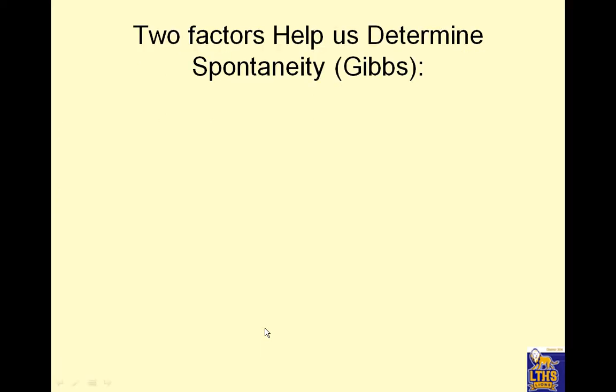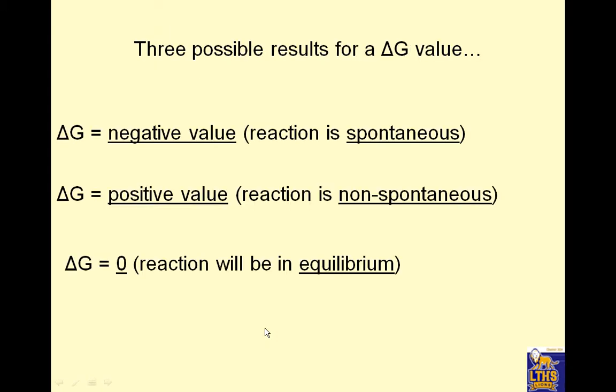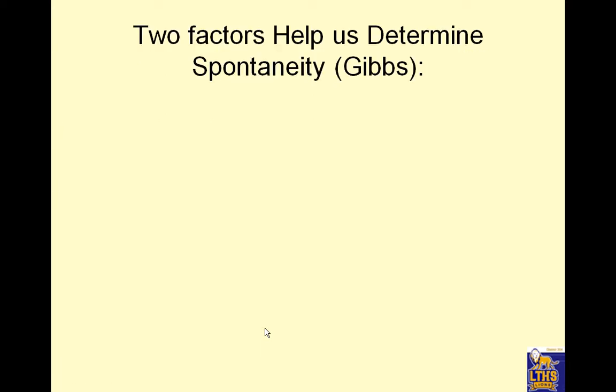Woohoo! So, if you don't know whether delta G is positive, negative, or 0, what two factors can help us figure out delta G? So delta G is spontaneity, Gibbs free energy. If it's negative, it's spontaneous. If it's positive, it's not. Delta G of 0 is equilibrium. What if we don't know that value? Well, there are other factors that can help us.